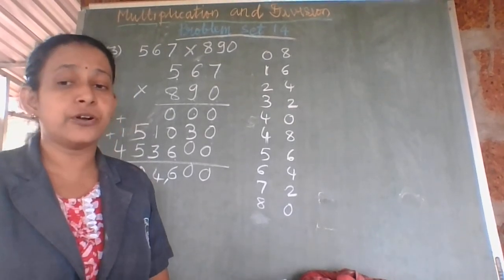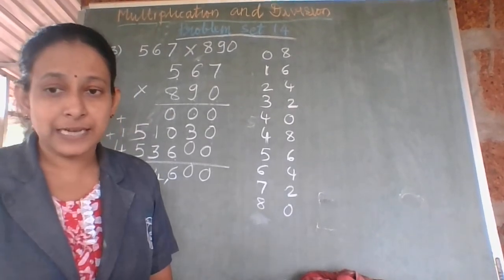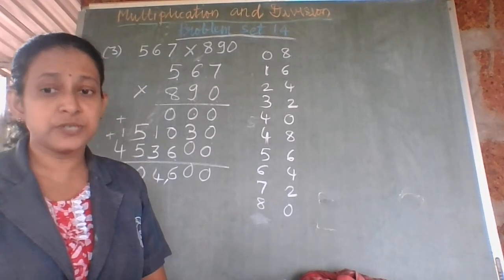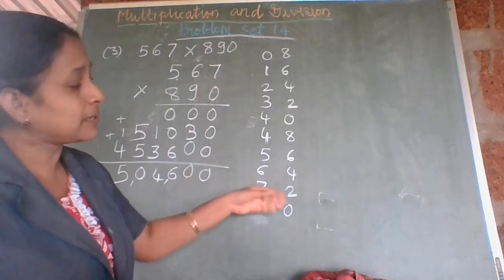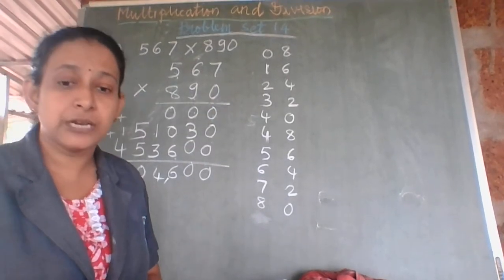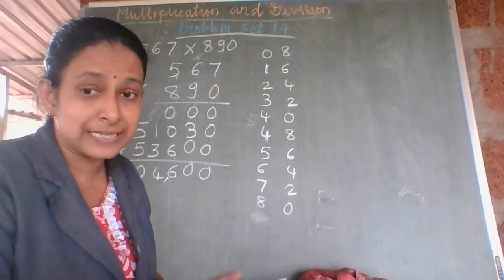So I want you all to learn all the tables, at least 20 tables by heart. Is that clear students? Because it will help you, because sometimes this may not help you, so it is better you learn them. Fine, so we will take one more example now.